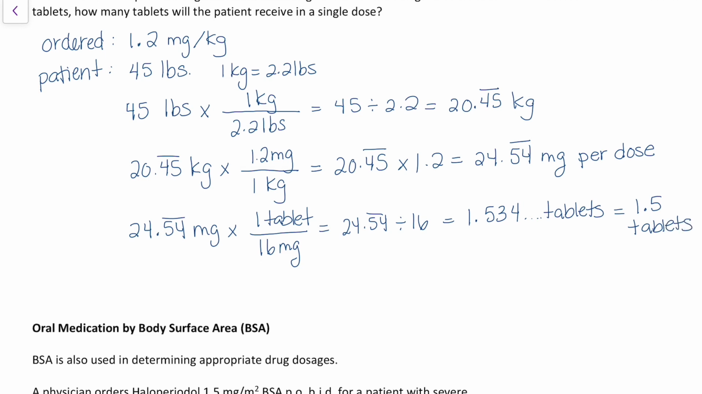tablets. 10% of this number is going to be 0.1534. So if I divide by 10, that will tell me my 10%. And I'm only rounding the 3. I'm kind of cutting off that 3. And so 1.5 is within 10% of 1.534. And so I know that that's an appropriate rounding. Plus I've rounded down. So I know that's going to help make sure there's not any overdose of the patient. I'm not giving the patient too much medication. So I've rounded down, but it's also within 10%. So I know that that's a safe rounding there. So the patient will get 1.5 tablets per dose.